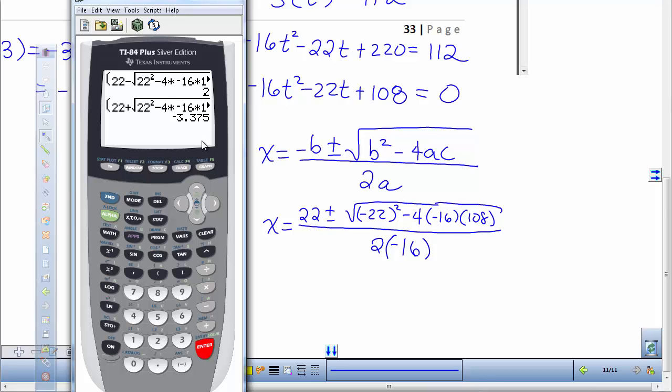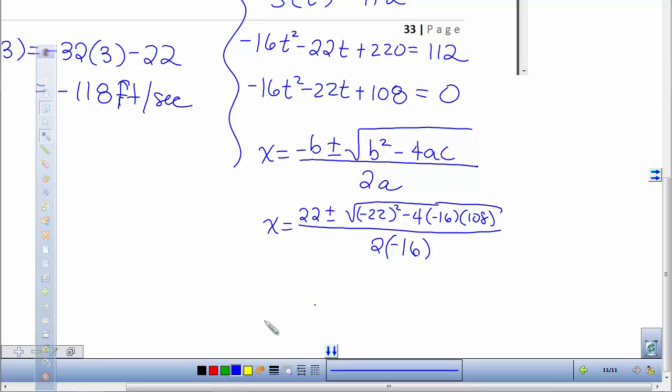Everybody come with me? All right, good. So I'm not even worried about negative 3.375. The only one that makes sense would be 2. At 2, the object would have fallen 108 feet. So to figure out the velocity, I'm going to look at v of 2.